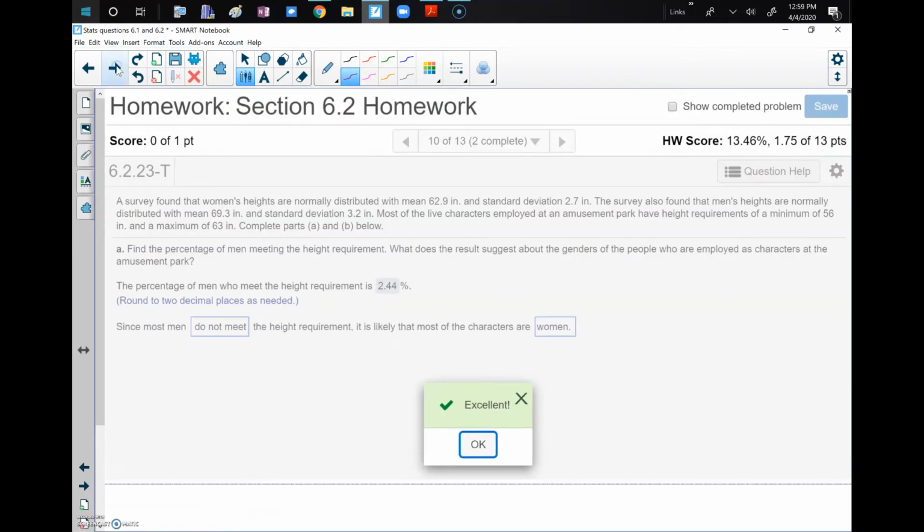So we can see that that was correct. And then for the second part, it's a fill in the blank. It says since most men, and we had the option to say does not meet or does meet. In this case, they don't meet the height requirement, right? We're saying that only a little bit more than 2% of all the men would meet the requirement, which is not much at all. So we can see that most of the characters are going to be women in that case, since the women's mean is definitely lower than the men's mean height.